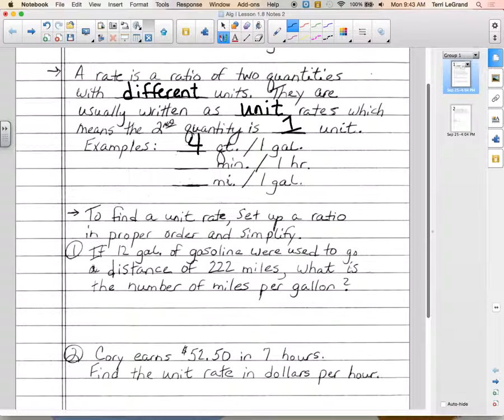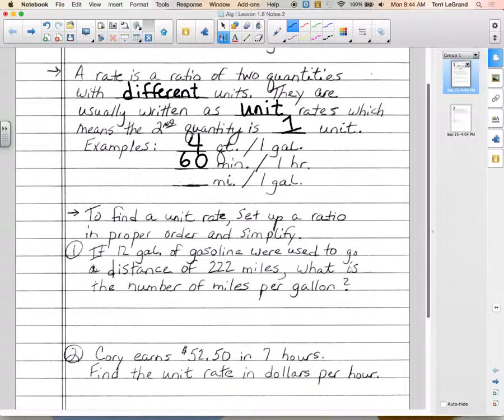What would we fill in the next blank with? How many minutes in an hour? 60 minutes in 1 hour. So there's another unit rate. 60 minutes for every 1 hour. And what's this last one? How many miles per 1 gallon? What would we fill in there?